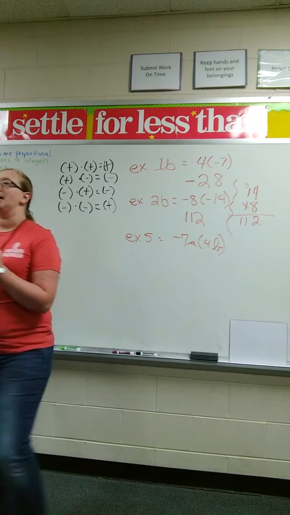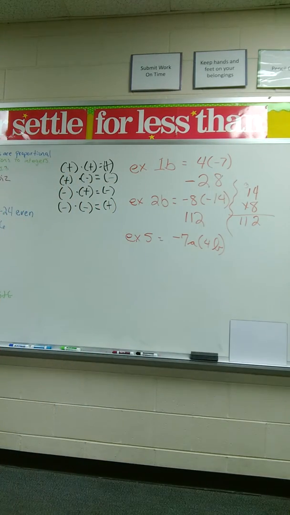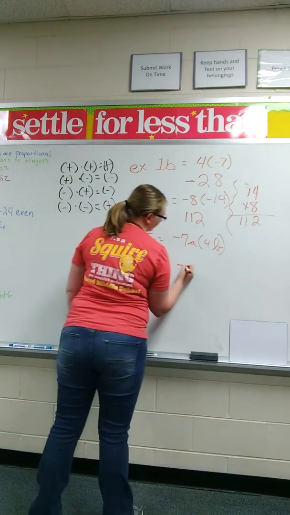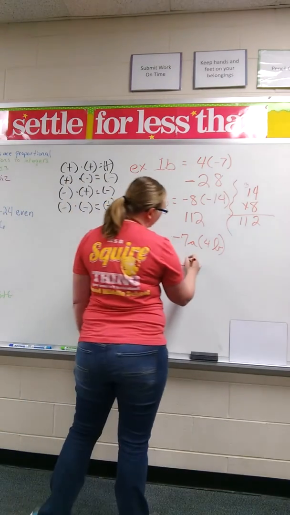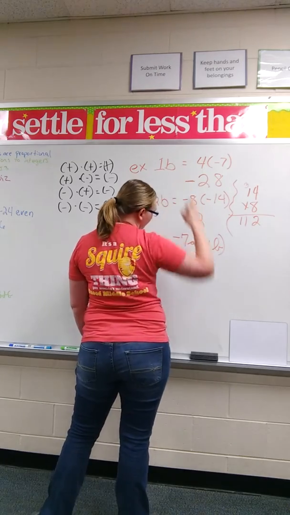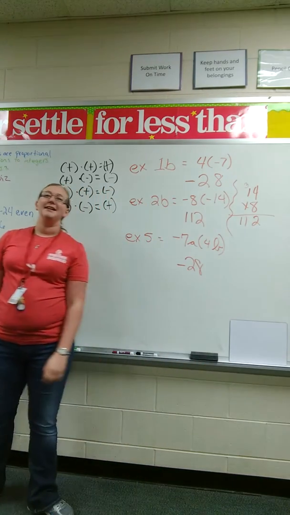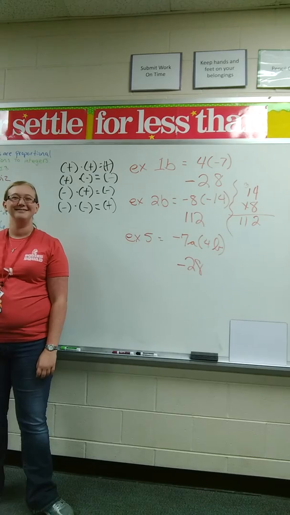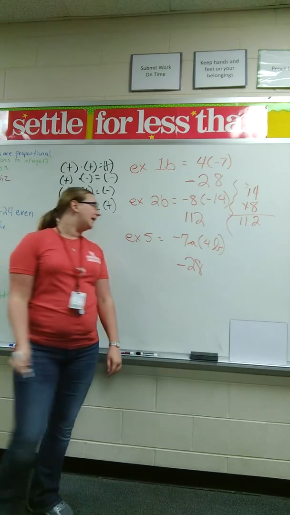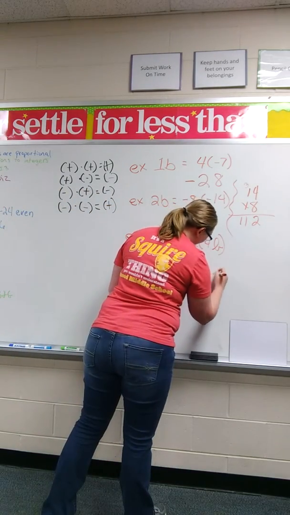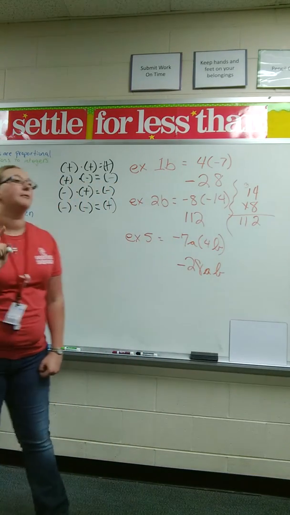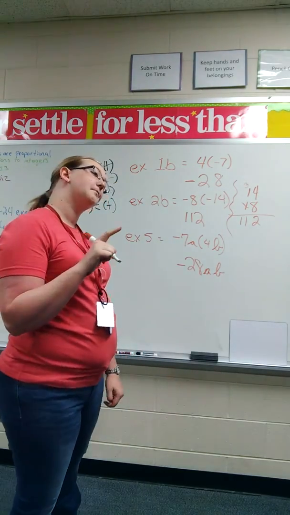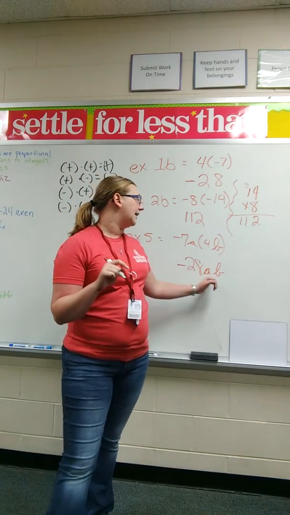A negative times a positive gives me a negative. 7 times 4 is 28. If you didn't know that, you could have looked right up here. A times B. We don't know their values, so it's AB. We are not going to call it C, because C would represent its own value. So we have negative 28AB.